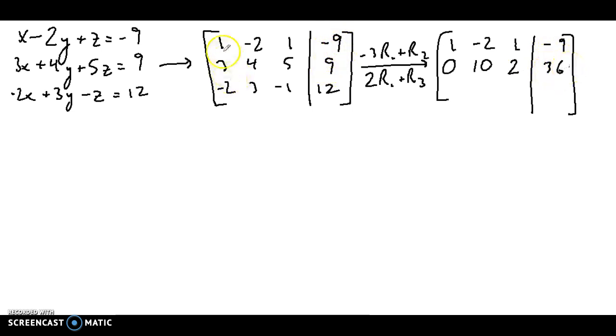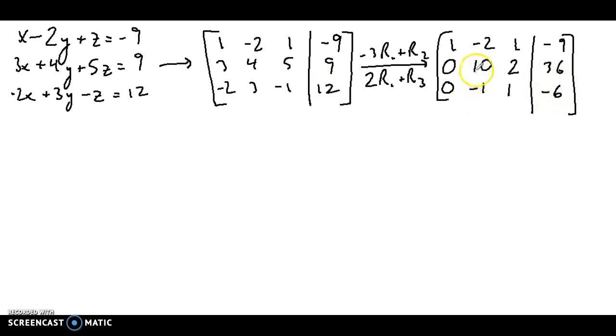And now we're going to take 2 times row 1 and add it here. So -2 plus 2 is 0. 2 times -2 is -4, plus 3 is -1. 2 times 1 is 2, plus -1 is +1. 2 times -9 is -18, plus 12 is -6.